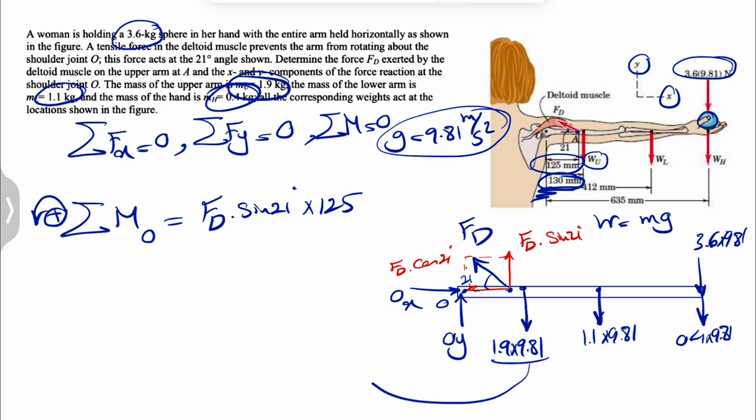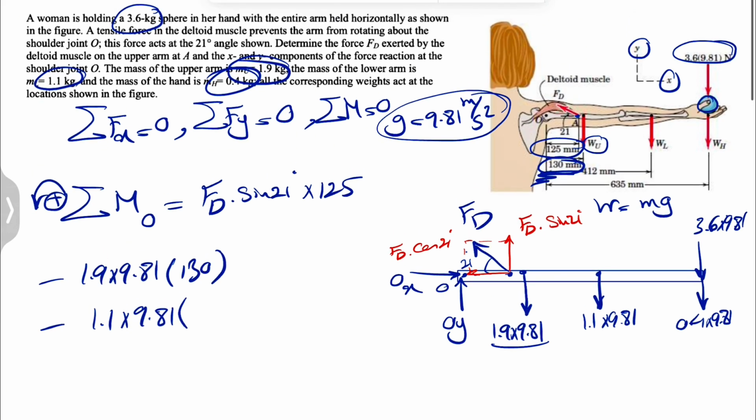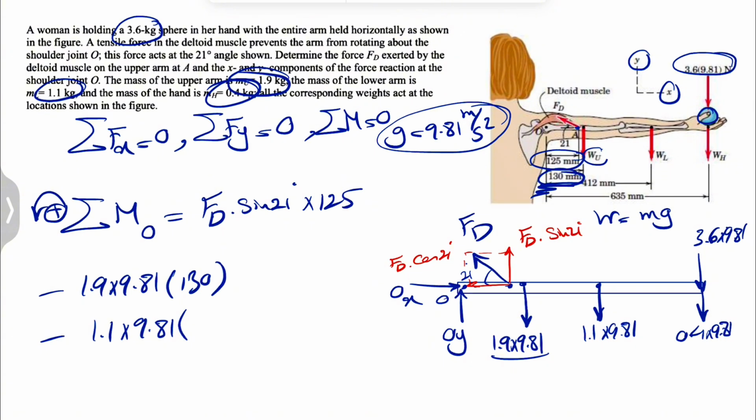So it's a little bit to the right of point O. So the moment, as we can see, is clockwise moment, so negative 1.9 times 9.81, that's the force, and the distance is, as I mentioned, 130. We're gonna have another moment from the lower weight. This one's also clockwise, so another negative sign. Gonna have 1.1 times 9.81, and the distance is the 412 that we can see in the figure.